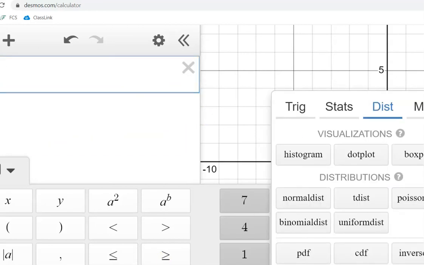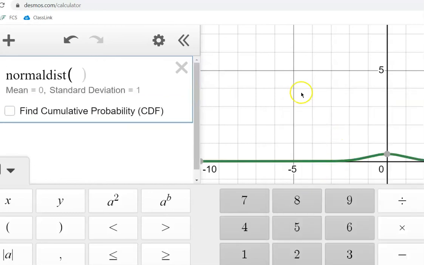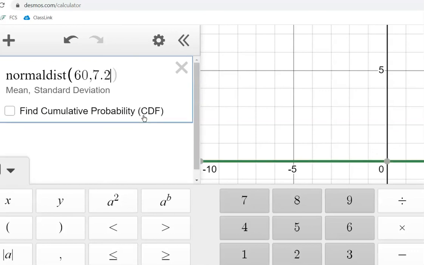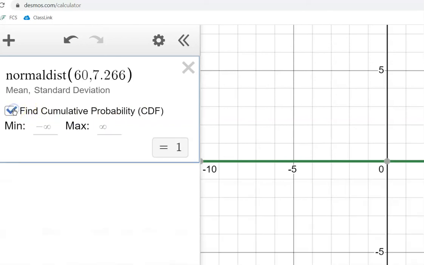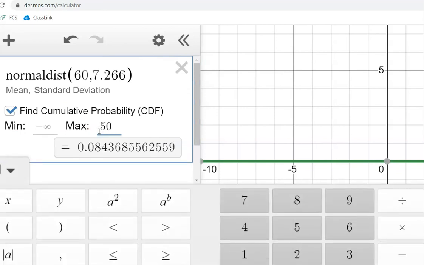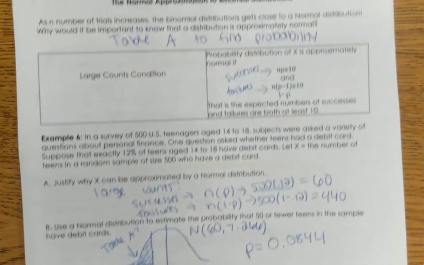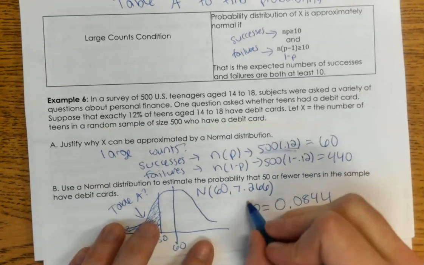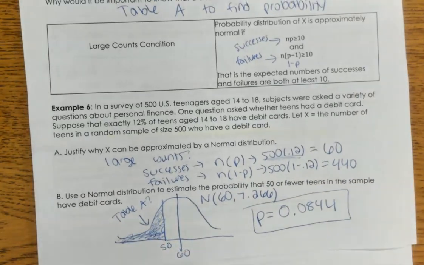So remember, I hit functions, I hit normal distribution, my mean is 60 and my standard deviation is 7.266. I'm going to hit find the CDF. I'm going to leave my min as negative infinity, and I'm going to put the max as 50 because it's 50 or fewer. So now my probability is actually 0.0844. All right, so that's pretty close to the original probability we calculated, but this is more exact because it's a normal distribution. So here's our true probability here.